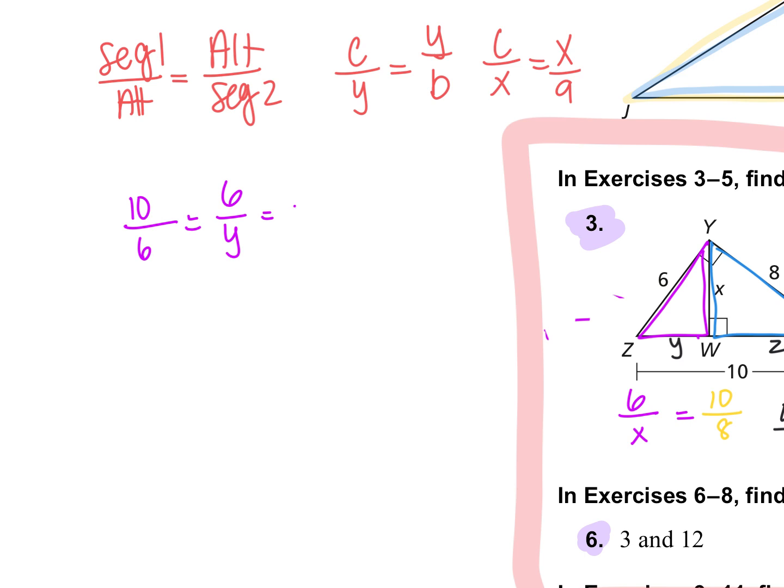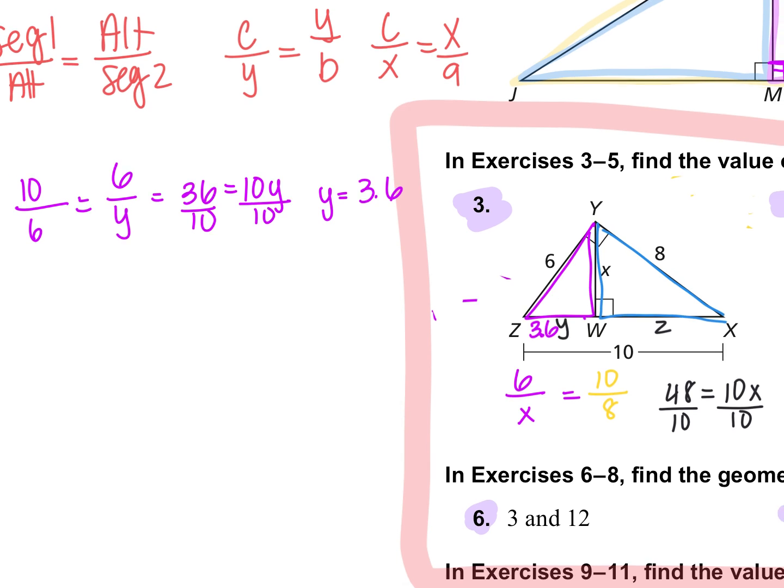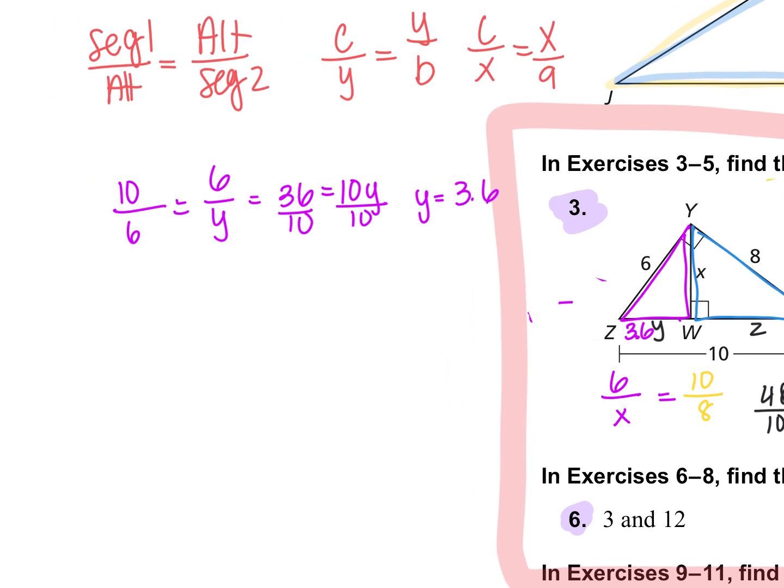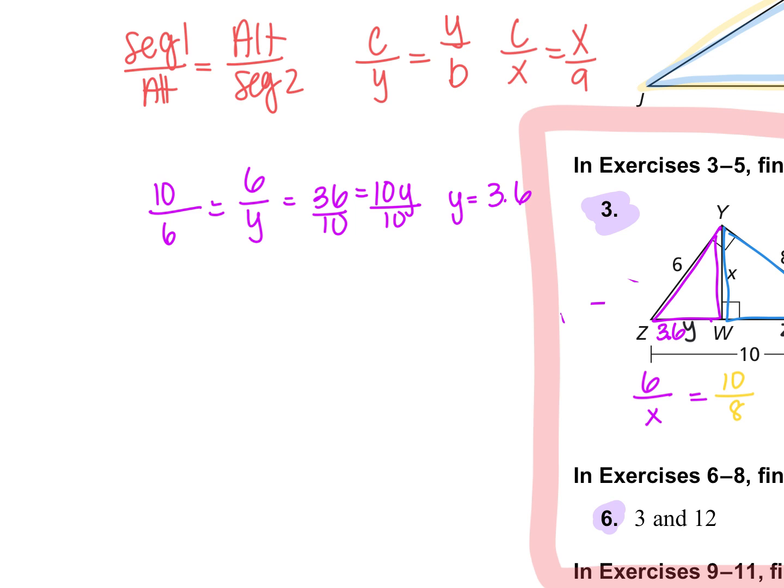I have 36 equals 10Y. Divide by 10. My Y is going to equal 3.6. For this question, you will have to round on your quiz. So I have 3.6 right here. And then you really don't have to solve for Z. You could just subtract 3.6 from 10 if you want to take it the easier way. But I'm going to go ahead and solve it and show you that it still works.